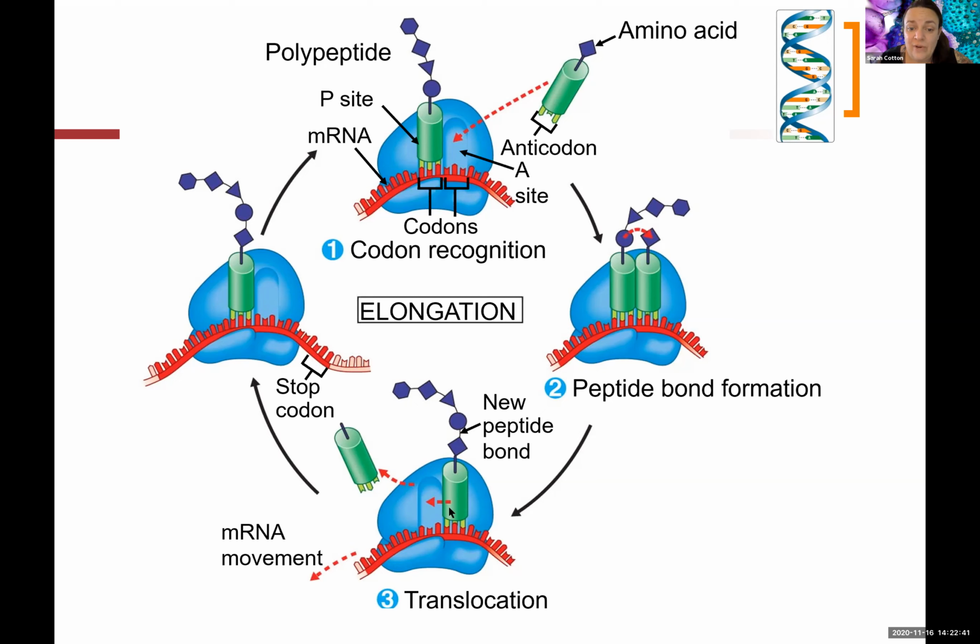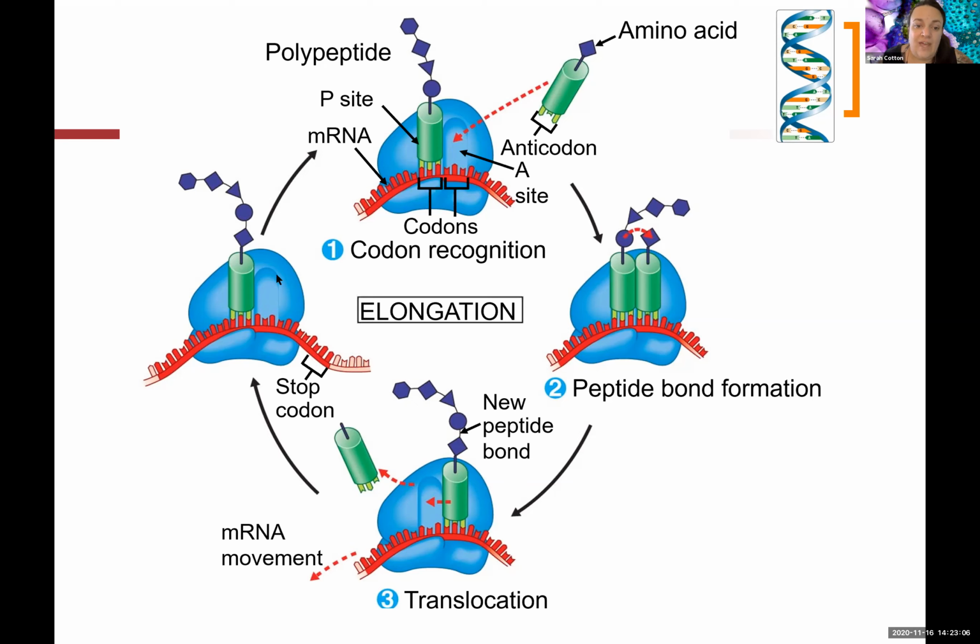Then now we have this one tRNA that has the growing chain and it gets scooted over to the next spot. Actually, what happens is the ribosome scoots down the mRNA, but whatever. It stays attached to the mRNA, and both the mRNA and the tRNA move relative to the ribosome. That's called translocation, but we don't care.